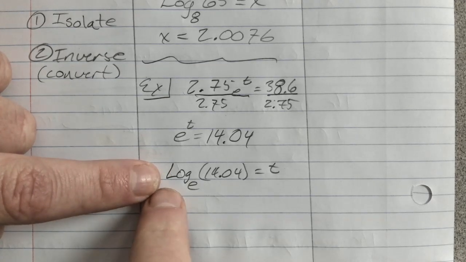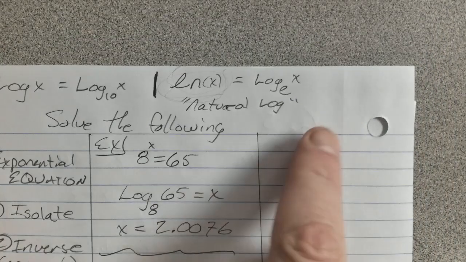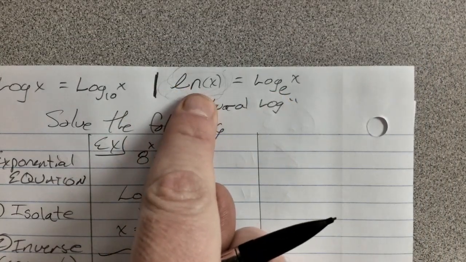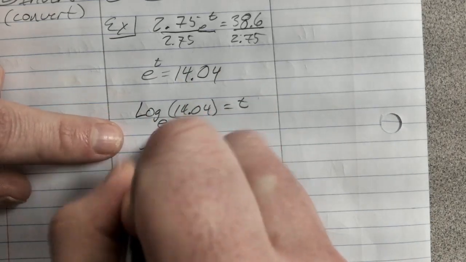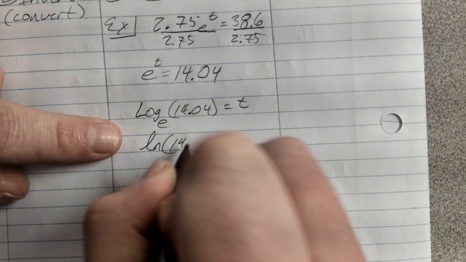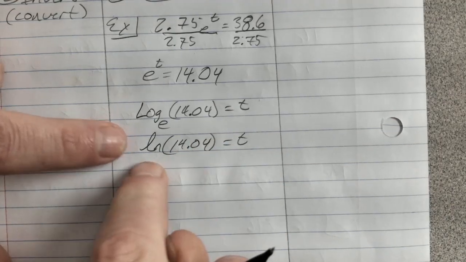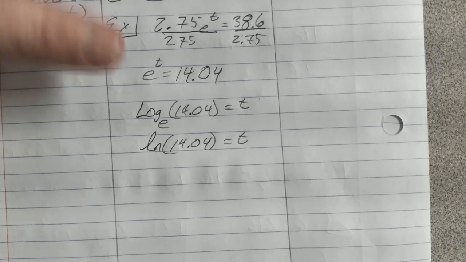Now, I'm not going to write that as log base e. I won't. What does log base e really mean? Oh, it's natural log. That's your natural log, right? So I'm not going to write it this way. I'm going to write that the natural log of 14.04 is t. That seems a little bit more concise for me. Take it how you will.